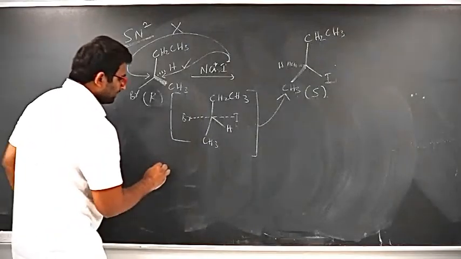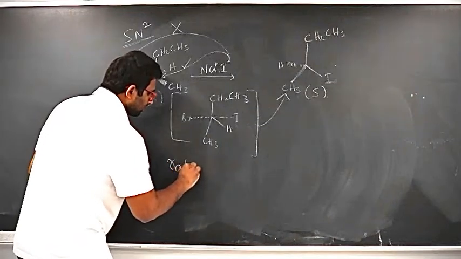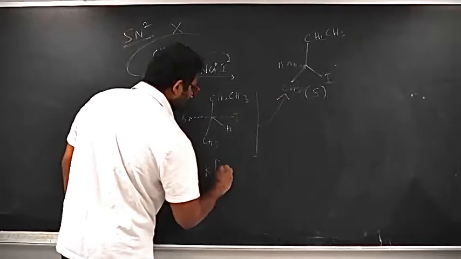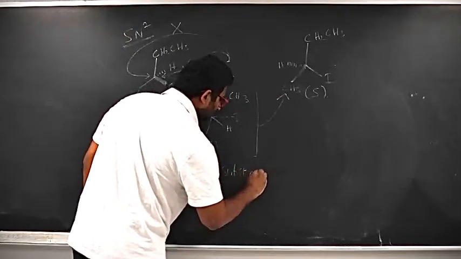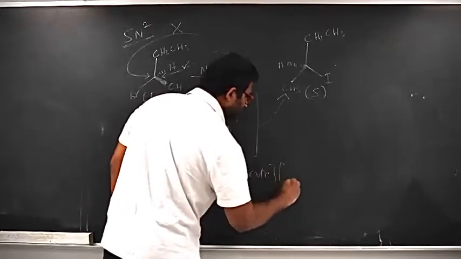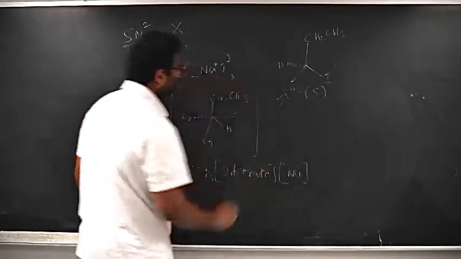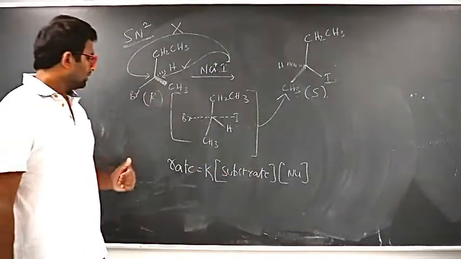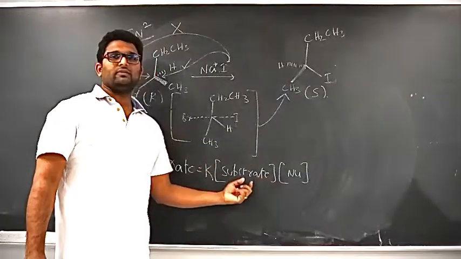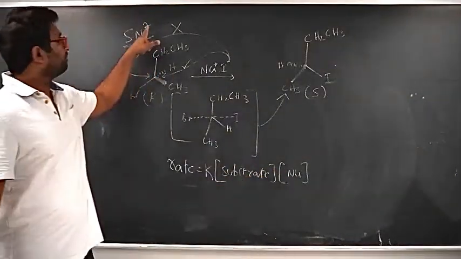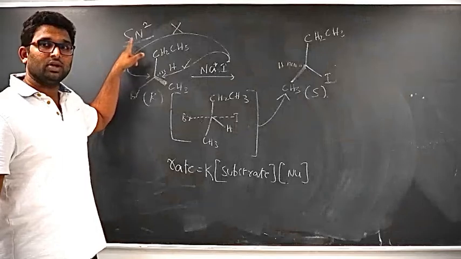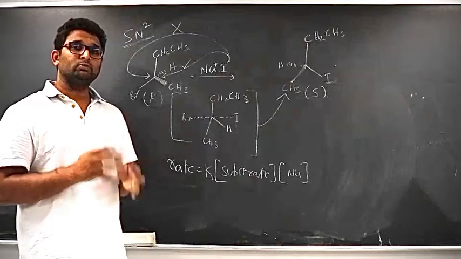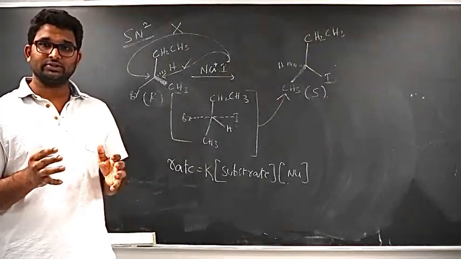And again, if you write the rate here, the rate for this reaction is concentration of substrate and concentration of nucleophile. The nucleophile is sodium iodide and the substrate is the starting material. So the rate depends on the concentration of both. That's why it is a bimolecular nucleophilic substitution reaction. Less steric factor is more favorable for SN2 reactions.